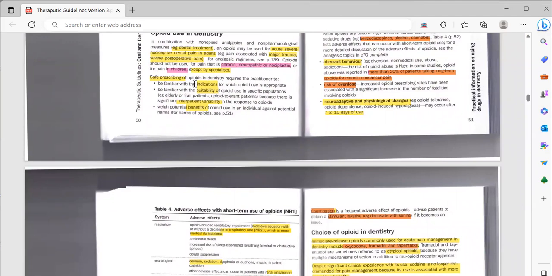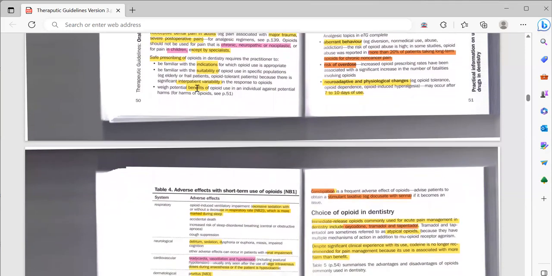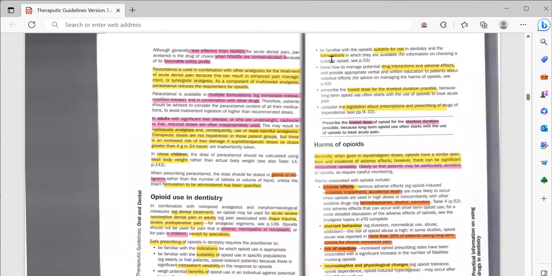Safe prescribing of opiates in dentistry requires the practitioner to be familiar with the indication, where it is indicated to prescribe opiates. You should be familiar with the suitability, whether the patient is suitable or not, because if the patient is elderly, frail, or opioid tolerant, then it can affect him. Always weigh the potential benefits and harm before prescribing any drug to the patient.